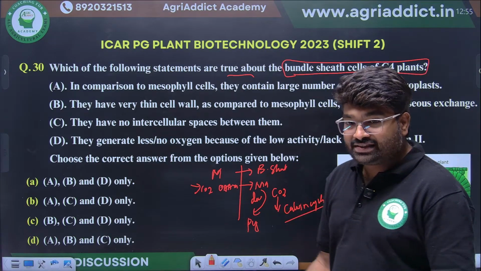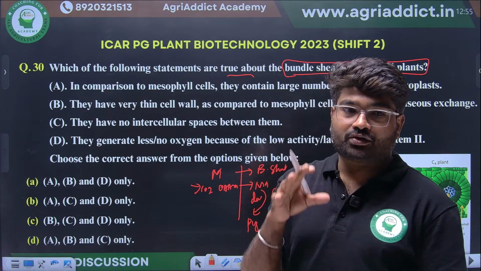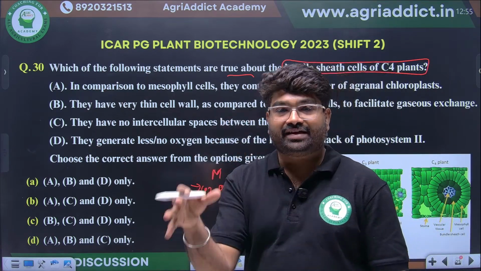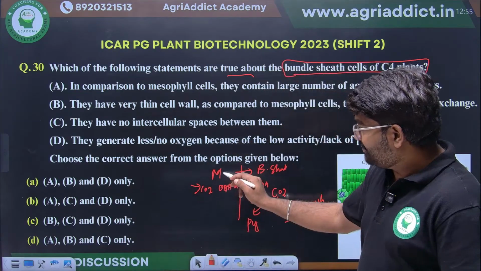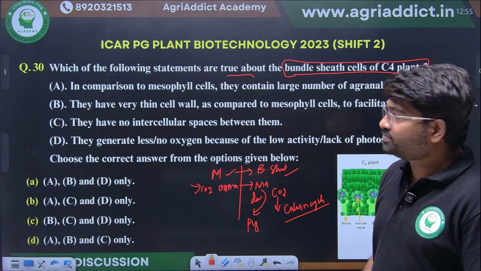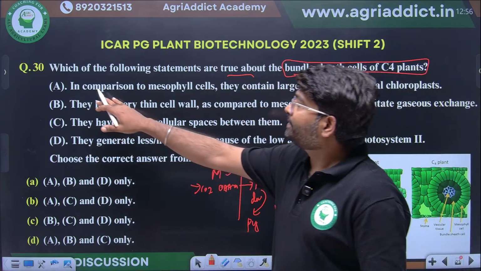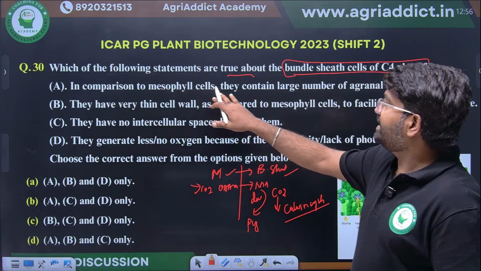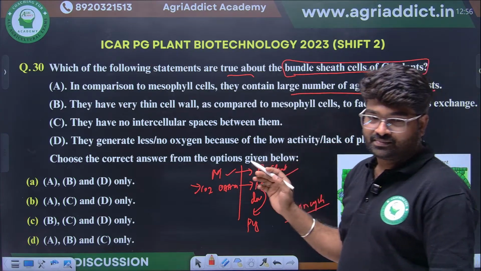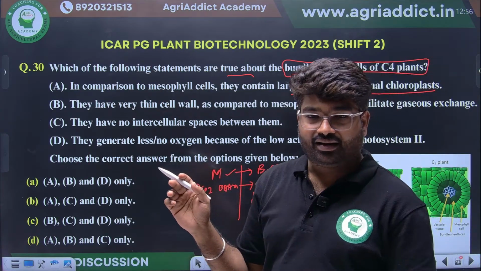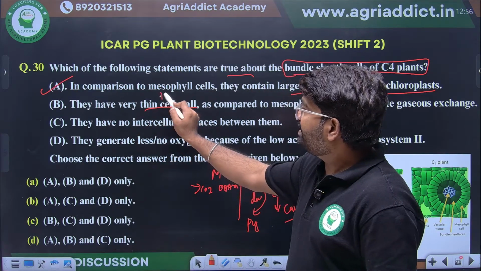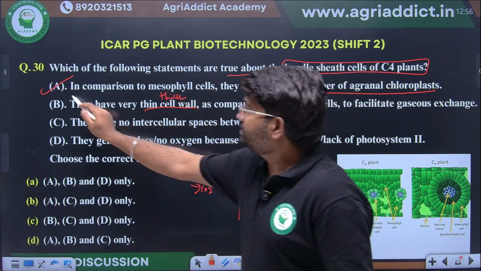In C4 plants, listen to the question properly. Where will the C3 cycle happen, in mesophyll cells or bundle sheath cells? The bundle sheath cell is the right option. In our question, they are asking, in comparison to mesophyll cells, they contain a large number of agranal chloroplasts. Yes, the bundle sheath has agranal chloroplasts. This is correct. They have very thin cell walls? No, they have very thick cell walls, so this will be wrong.